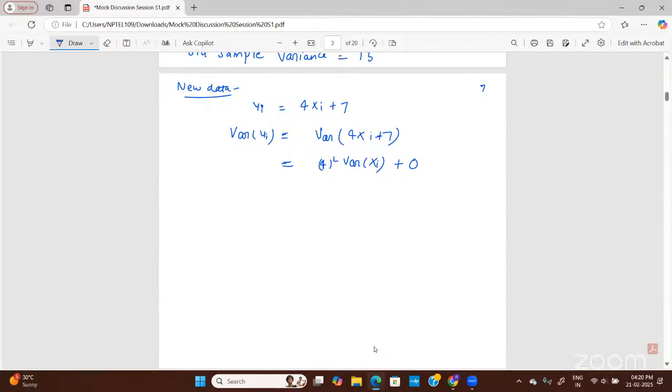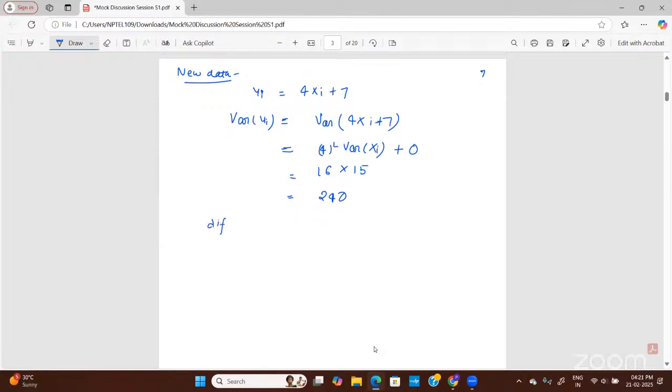Yes, ma'am. So now it will be 4 squared, 16, into the old variance, which is 15. So that will be equal to 240. Now we have to find the difference. So the difference will be equal to 240 minus 15, so it will be 225. Is it clear to everyone now?